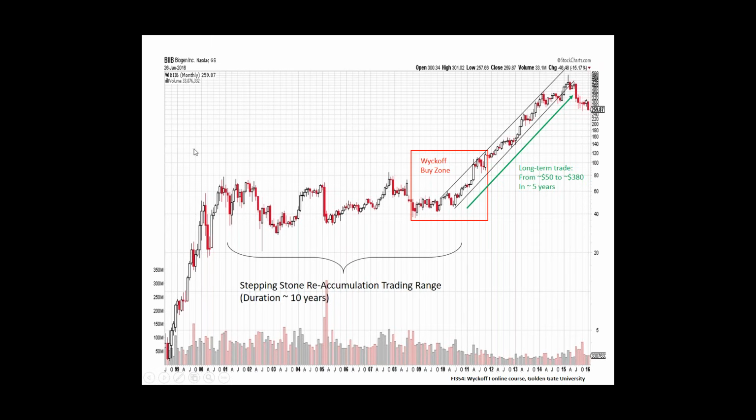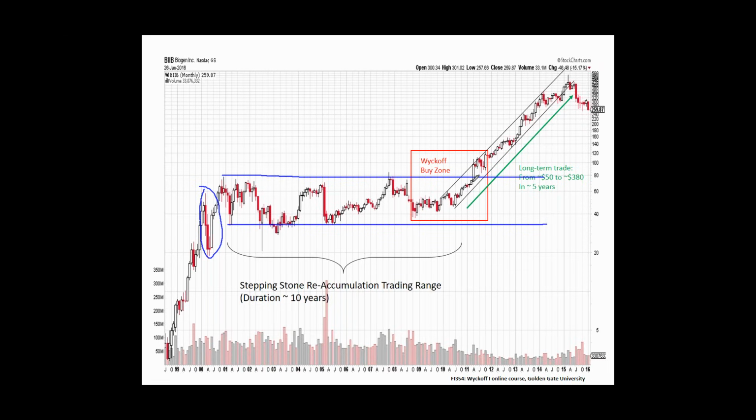What can you do there in terms of your analysis, and what can you do there in terms of your trading? So we're going to look at Biogen, and this huge trading range that we've had since 2000, with the change of character happening in this area right here. This trading range has lasted for almost 10 years. If we were identifying a Wyckoff buy zone, that is where we would be considering initiating a long-term position. This is the trade we wanted to show the composite operator is going to be involved in.